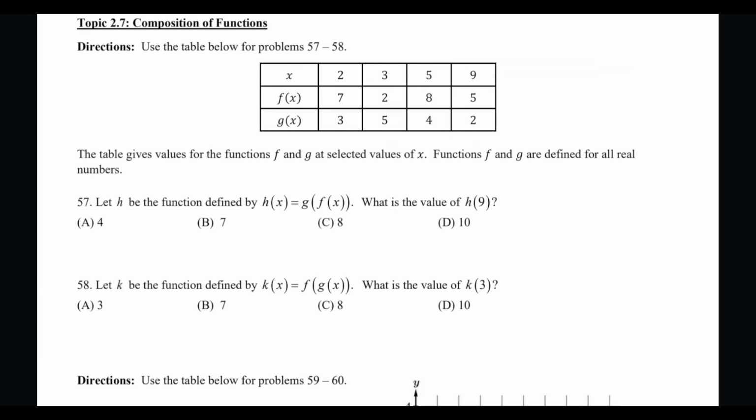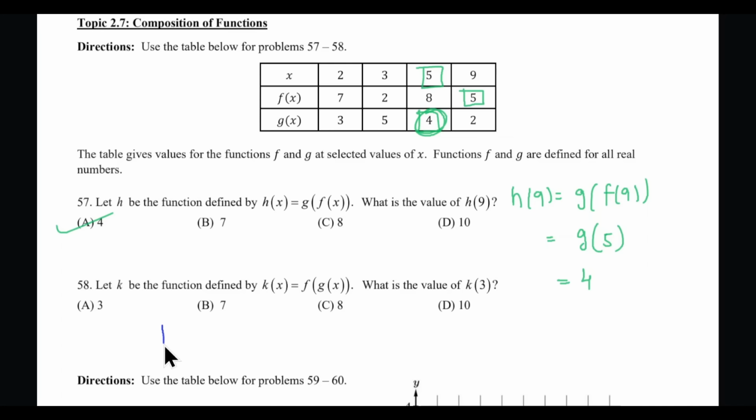Composition of functions. This is important, guys. So let's talk about the first question. A table is given showing some values of f and g at some values of x, and we need to find, if h is this, what is h of 9? So h of 9 is given by g of f of 9. F of 9 is, I think, over here, which is just 5. And g of 5 is over here, which is 4. So the answer is 4, and yes, that is in the options.